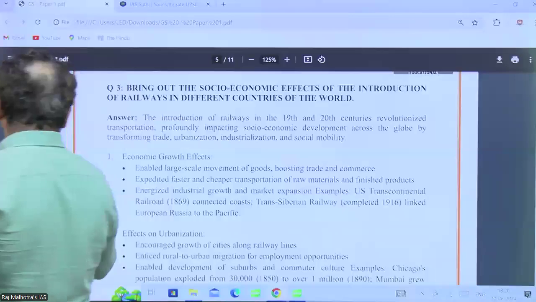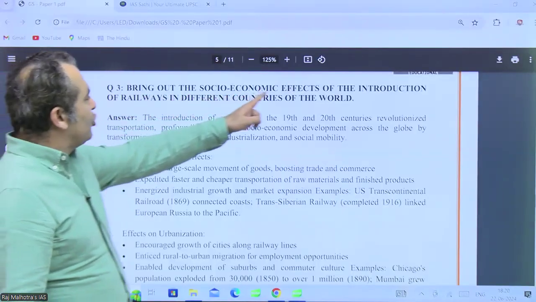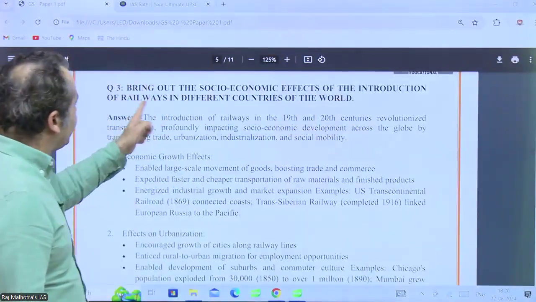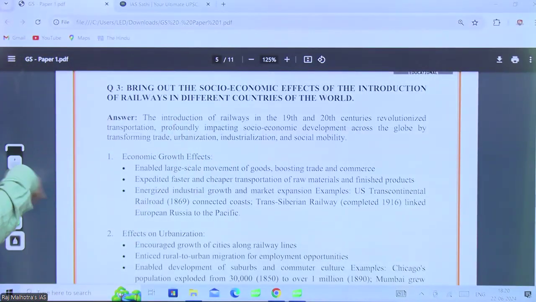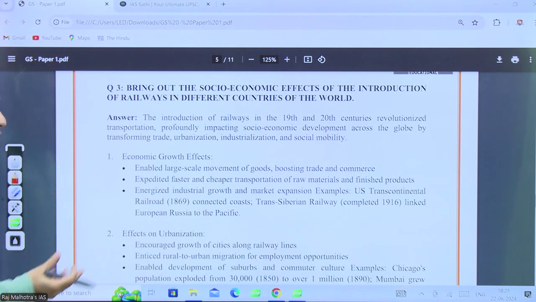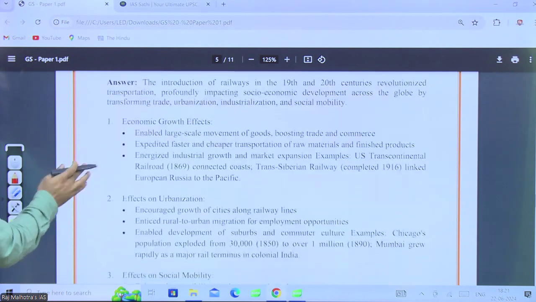So the third question last year was, bring out the socio-economic effects of introduction of railways in different countries of the world. Right? The question is different countries of the world. This is a question that needs a student to have knowledge of world history, geography, and economy as well. So let's have a look at this answer.